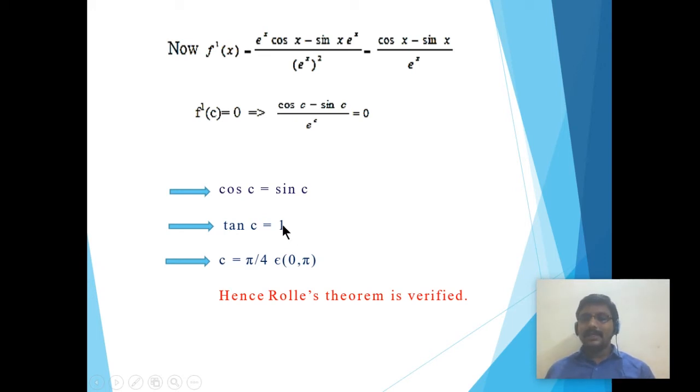Now taking tan inverse on both sides, we will have the c value is pi by 4, because 1 is replaced with tan pi by 4, which clearly belongs to the open interval 0 comma pi. Hence Rolle's theorem is verified.